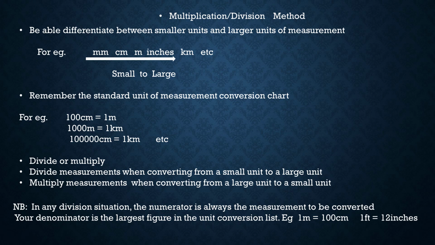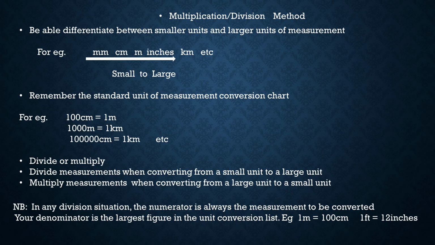And the next thing is to divide or multiply. Alright, then your division or multiplication will certainly be based on whether you are changing a measurement from a smaller unit to a larger unit. Now here is the trick. Alright, divide measurements when converting from small units to large units. That is it. And multiply measurements when converting from a large unit to a small unit. As simple as that.